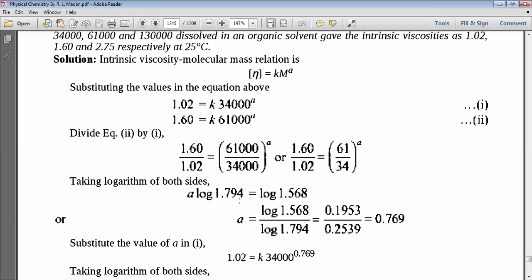Next, calculating, we get A equal to log 1.568 by log 1.794, equal to 0.1953 by 0.2539, equal to 0.769.